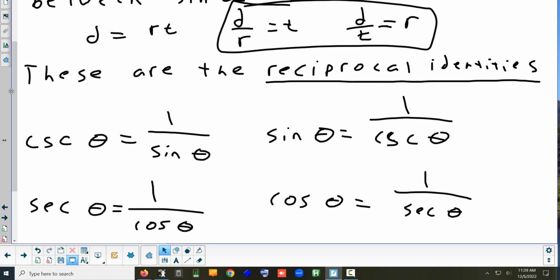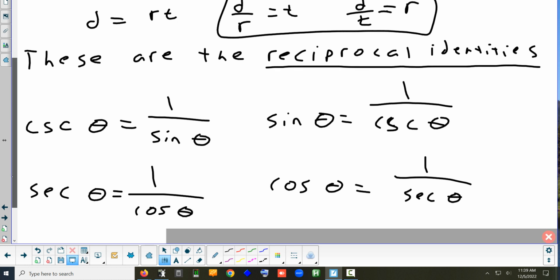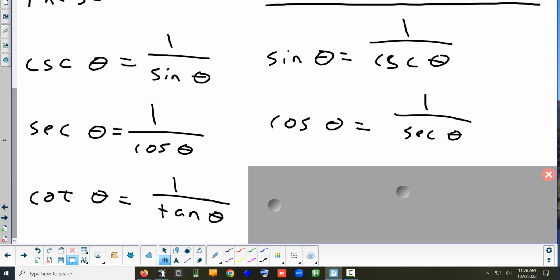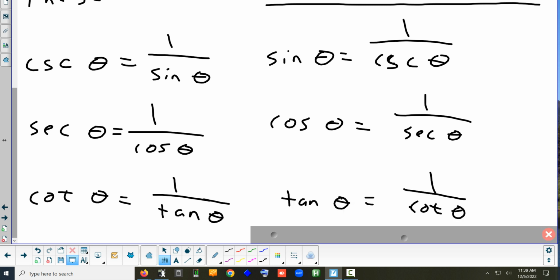How about, what do you get when you flip the tangent? Cotangent. What if you flip the cotangent? You get the tangent. Okay. And those are all called reciprocal identities. And as far as on a calculator, that is the only way you can type in the cosecant, the secant, and the cotangent. You have to take one of the three that we have a button for and flip.